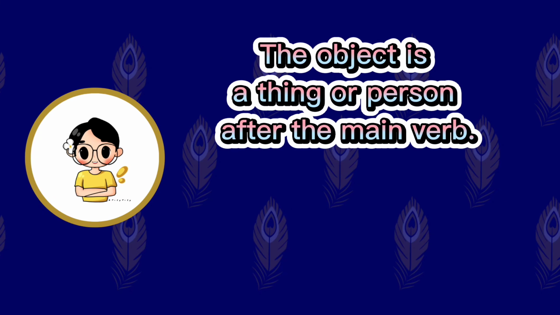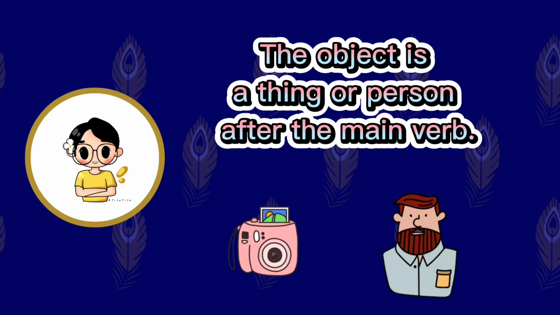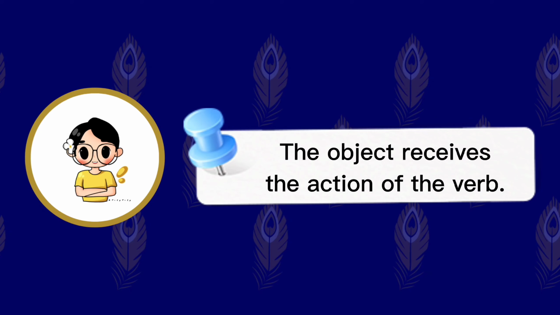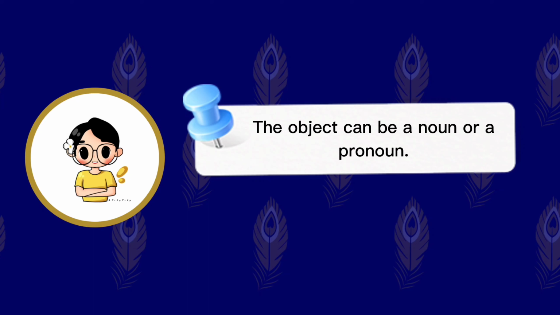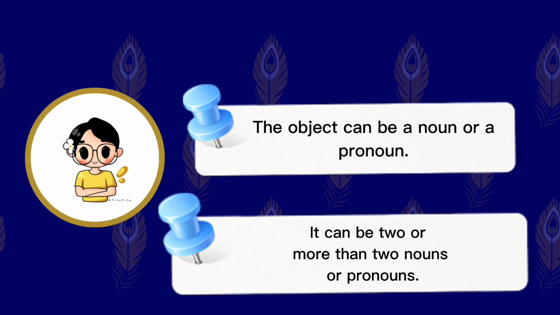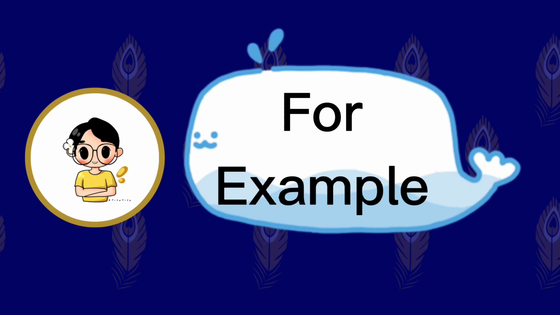The object is the thing or person after the main verb. The object receives the action of the verb. It can be a noun or a pronoun. It can be two or more nouns or pronouns.